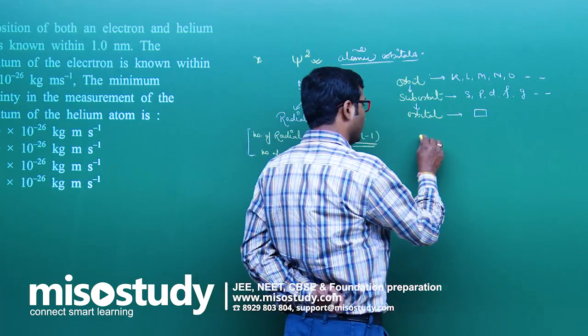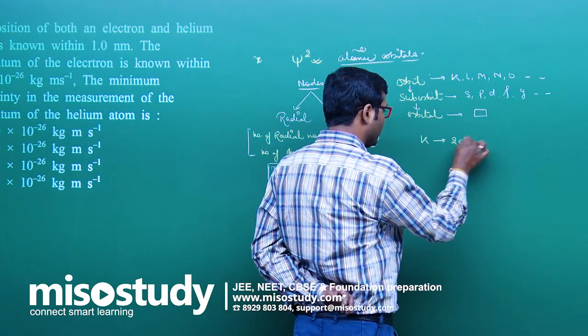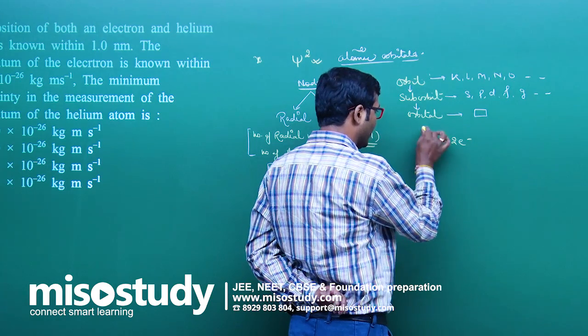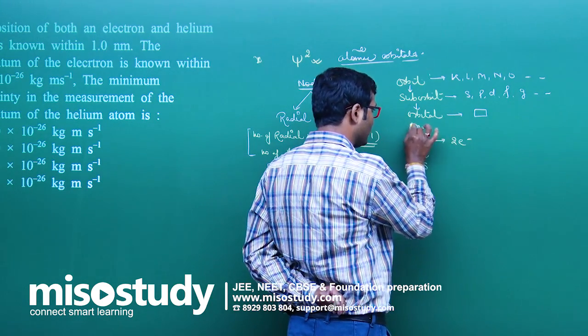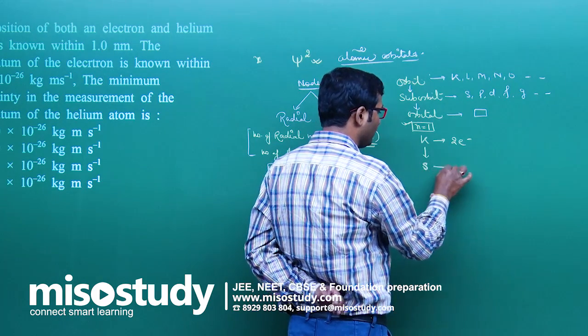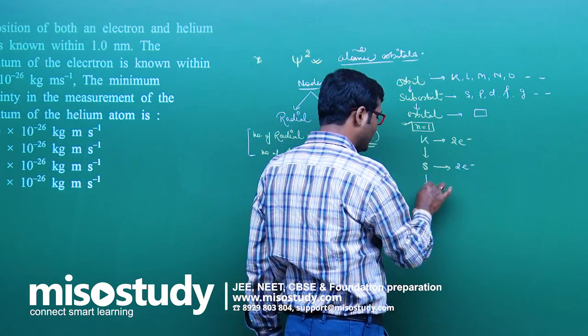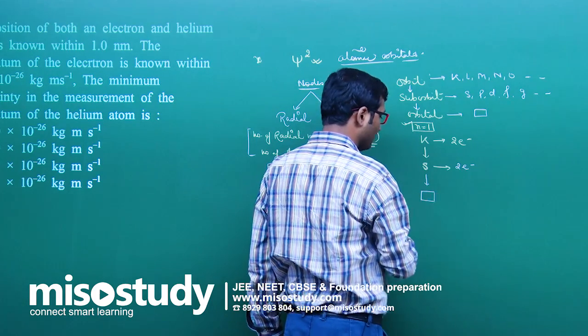Clear? Suppose I write here K. K has, we know, 2 electrons, and it has only one subcell. For K, the value of n is equal to 1. If the value of n is equal to 1, the number of subcells will be 1. Now K has 2 electrons and it has only one orbital.